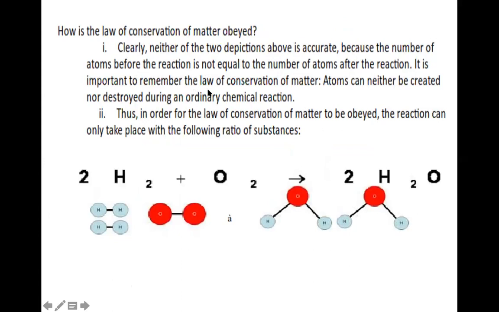It is important to remember the law of conservation of matter: atoms can neither be created nor destroyed during an ordinary chemical reaction. Thus, in order for the law of conservation of matter to be obeyed, the reaction can only take place with the following ratio of substances. Then the reaction will properly take place and you will get the optimum product. That means 2 moles of hydrogen and 1 mole of oxygen will give you 2 moles of water.